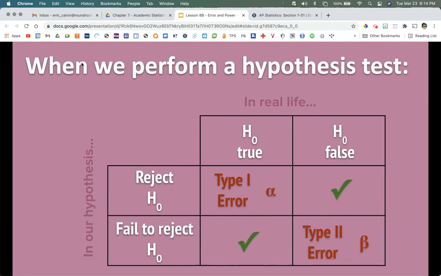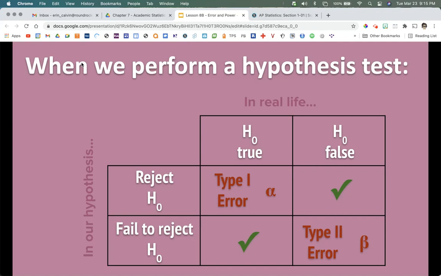So let's go back to our little table and talk about that a little bit more. How do type 1 and type 2 relate to each other? And if we wanted to make one smaller or bigger, what would that affect? The way that type 1 and type 2 relate to each other is kind of in an inverse relationship. There are a lot of really interesting graphs that we can make, but I'm going to try to keep it simple in this little video.